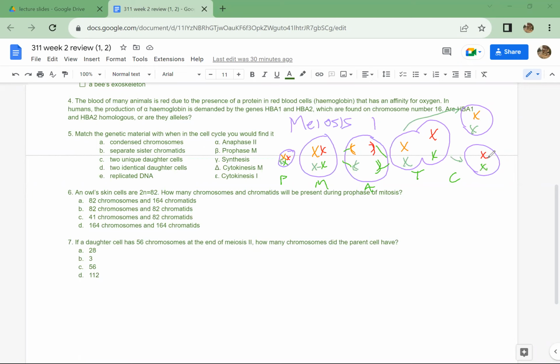So we can already see that if this orange were instead on the left in the place of red, then orange would be here, then here, and it would end up here. So we'd have orange and lime green instead of red and lime green. So we see that independent assortment is already creating some very significant genetic variation for our offspring. And that is meiosis 1. Meiosis 1 is all about separating homologous pairs from each other.